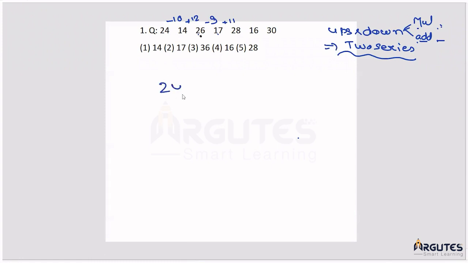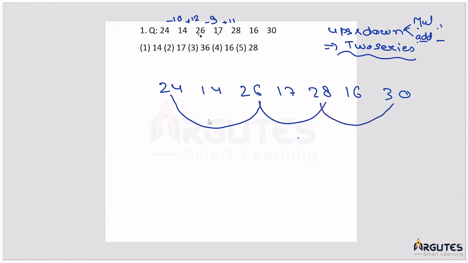In two series we look at 24, then 14, then 26, then 17, then 28, then 16, then 30. So we will match 24 to 26, then 26 to 28 and 28 to 30. Here 24 to 26 is plus 2, 26 to 28 is again plus 2, and 28 to 30 is again plus 2. Now 14 to 17, 17 to 16. So 14 to 17 is plus 3 and 17 to 16 is minus 1. So something is wrong here. If we add 1 over here it becomes 15, and then adding 1 over here it becomes 16. So what is our wrong number?